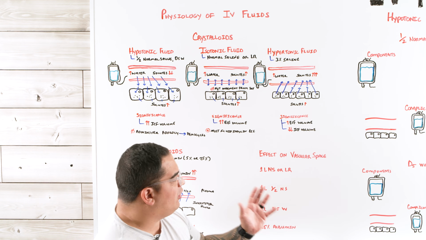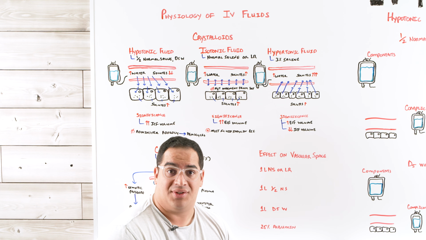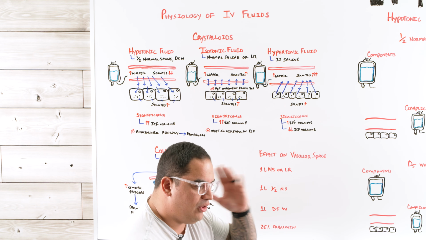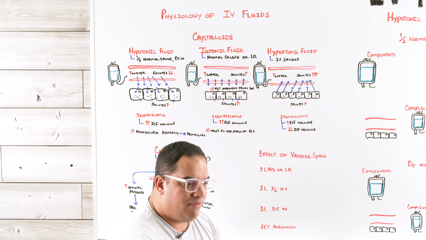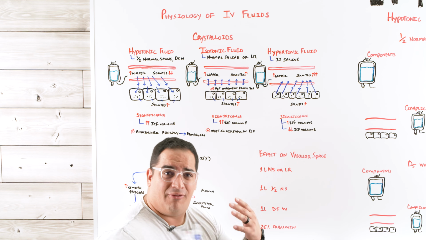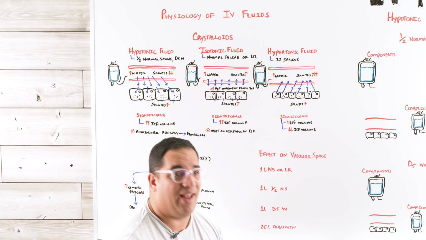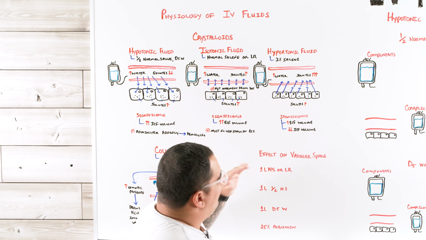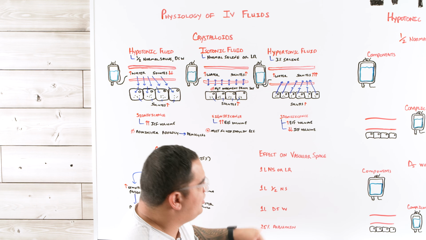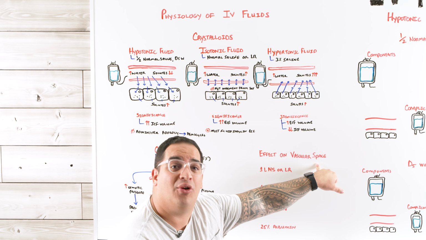What I want to do before we go into each type of fluid and talk about their indications and complications and things to watch out for is I want to really give you guys an overall view of why we give fluids. We're giving fluids oftentimes because a patient is hypovolemic. They're dehydrated, they're volume down, and we want to expand their volume. When we think about that, it's really important to think about what these fluids do to the vascular space, because you're trying to fill their blood vessels.